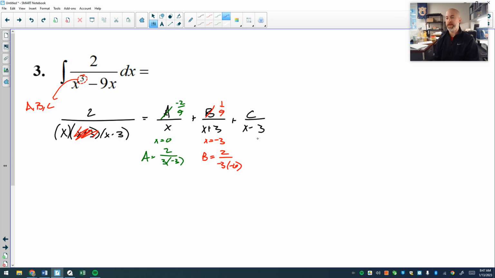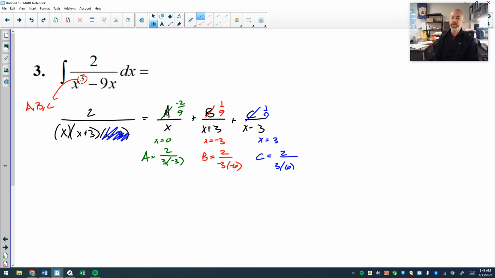And then we will repeat that for c. I need to plug in positive 3. I need to cover up the x minus 3 since that is what's under the c. Plug in 3 for all remaining x's, and my value of c is 2 over 3 times 3 plus 3, which is 6. 2 over 18 does reduce to 1 over 9.